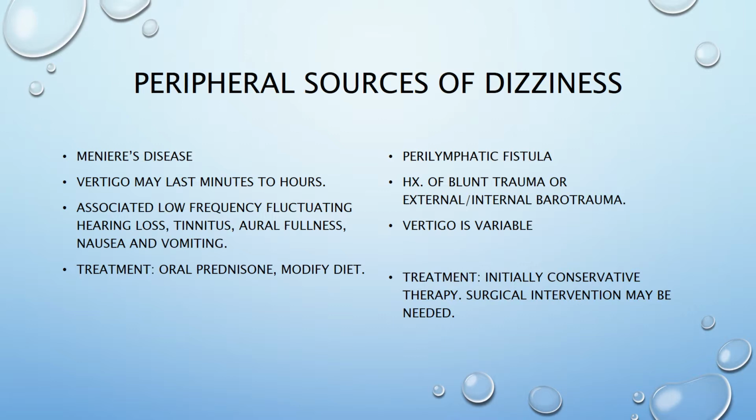The perilymphatic fistula usually involves a history of blunt trauma or external or internal barotrauma, such as with sneezing, coughing, or straining. The clinician should be familiar with the fistula test, which involves applying positive pressure in the external canal with a pneumatic otoscope. If the patient reports increase in symptoms and the clinician observes nystagmus, that is considered a positive fistula test. Initial treatment is conservative, meaning elevation of the head of the bed, stool softeners, and bed rest. If the patient is extremely symptomatic and symptoms are not improving with conservative treatment, surgical intervention may be needed.